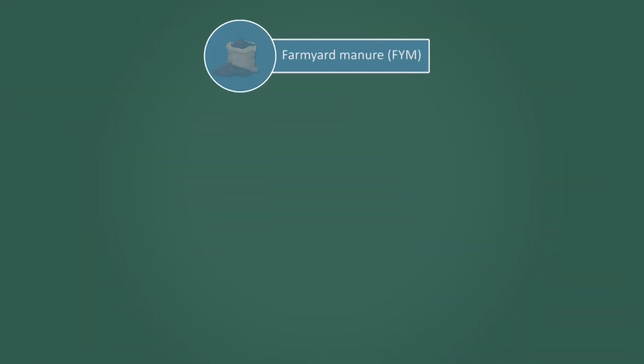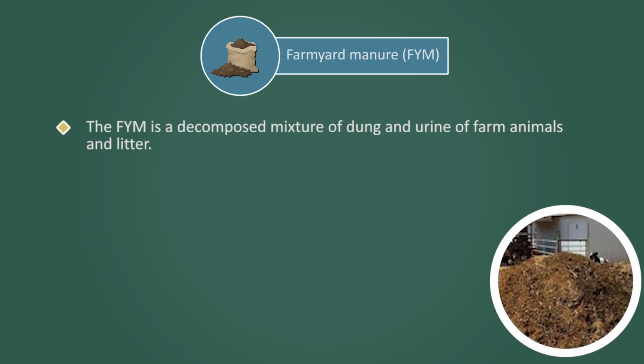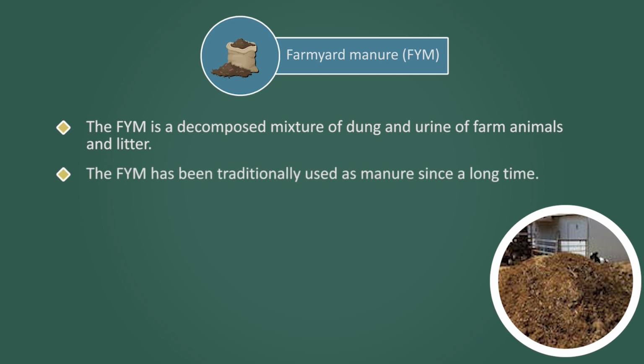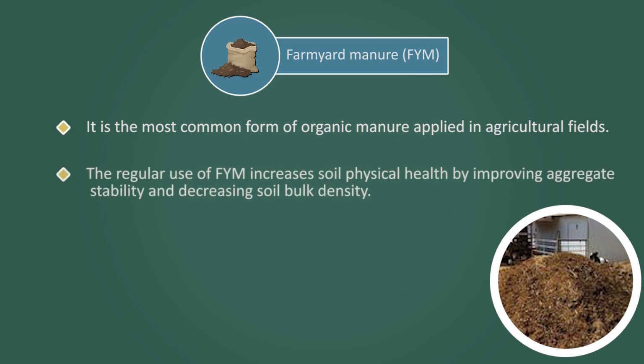First is farmyard manure, that is FYM. The FYM is a decomposed mixture of dung and urine of farm animals and litter. The FYM has been traditionally used as manure since a long time. It is the most common form of organic manure applied in agriculture fields. The regular use of FYM increases the soil physical health by improving aggregate stability and decreasing soil bulk density.